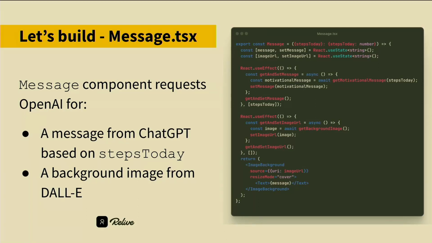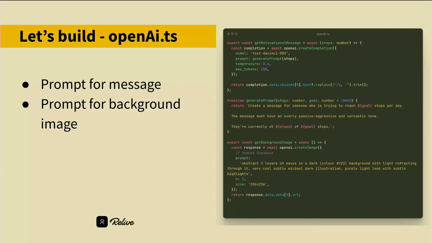But it's important to note here as well that this effect will refire if the number of steps for today has changed. And yeah, now we have this component that gives us a unique message as well as a unique background image. I'm sure some of you are keen, but it's not super relevant. Here I simply show how we build a prompt that we send to ChatGPT to get that unique message as well as the unique background image.